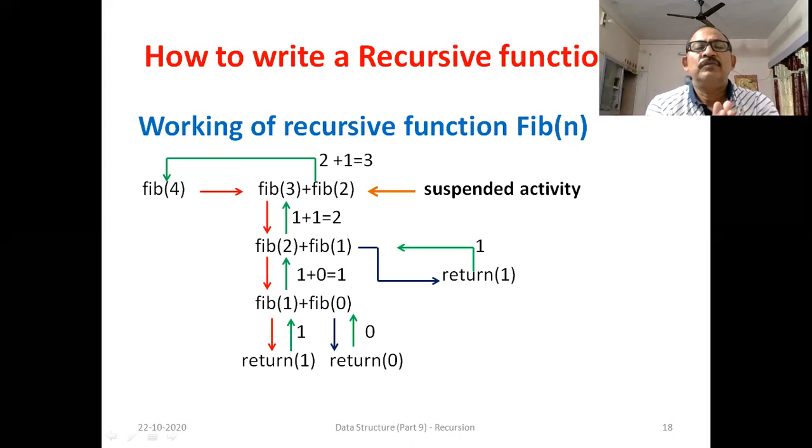Now the next step, combining the solutions of two sub-problems: fib3 plus fib2, means 2 plus 1 is equal to 3. This value 3 is returned to the previous calling place, that is fib4. Now function fib4 receives the value 3.